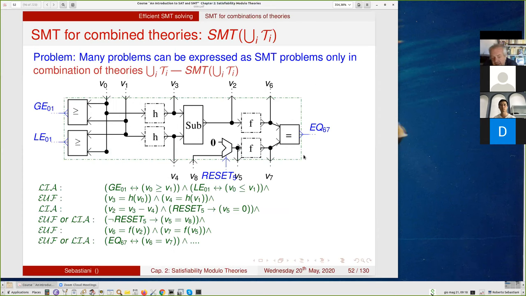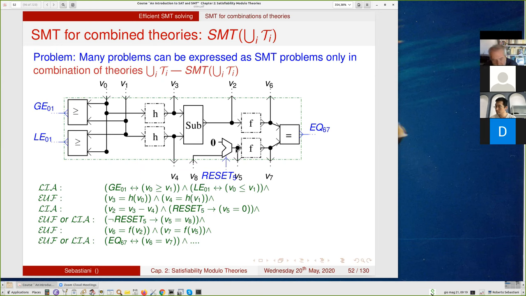So for instance, if we look at it in a very abstract way, a very simple circuit schema where we have inputs and outputs that, suppose, are integers or can be encoded as integers, we have a combination of operations. So for instance, we may have these comparators saying if this V0 and V1 is strictly greater than something, then this output is true, otherwise this is false. Same for less equal, so the standard comparator. Or sometimes what we do, we abstract functionality. So if we have some complex functions, sometimes we encode them into uninterpreted functions, and the only constraint is the fact that the same input generates the same output. So for instance, here we have that V3 is the function H applied to V0, and V4 is the function H applied to V1.